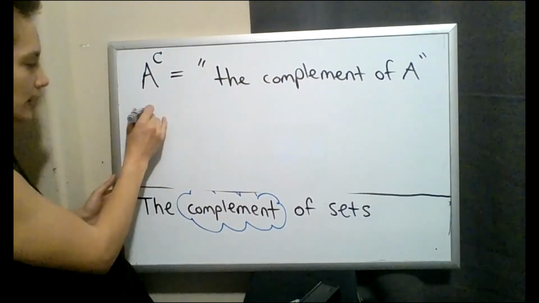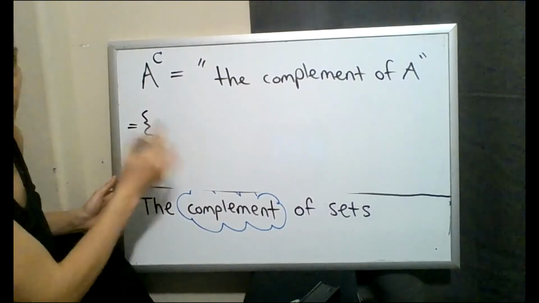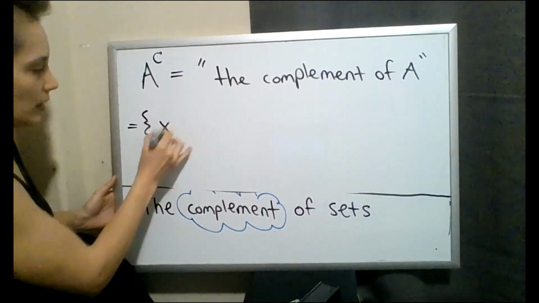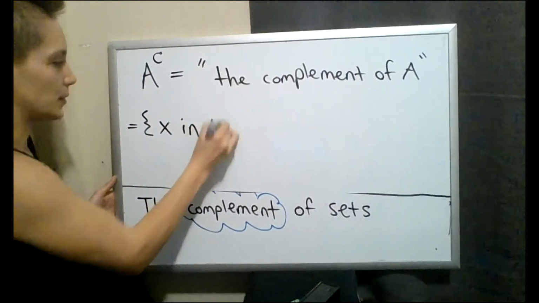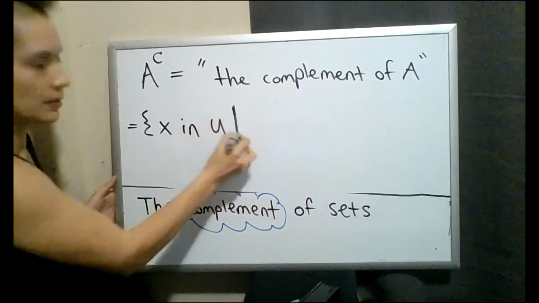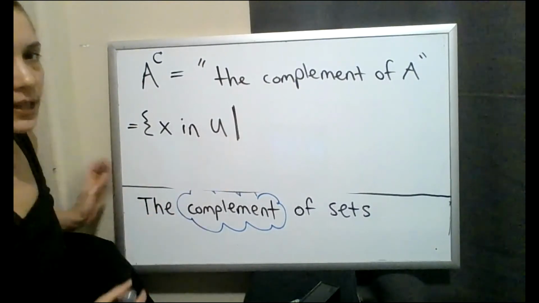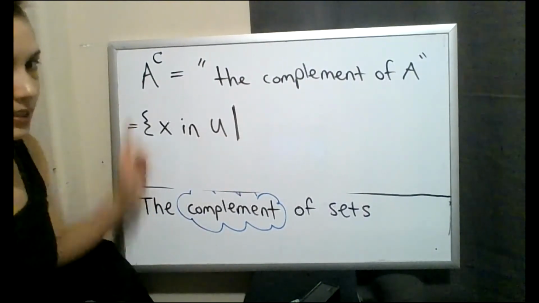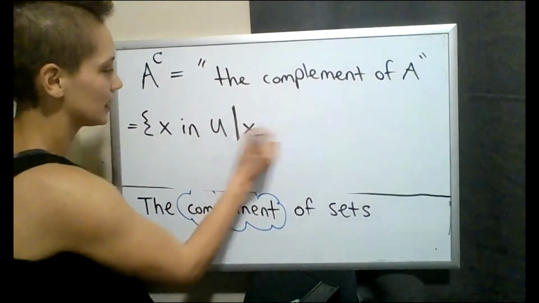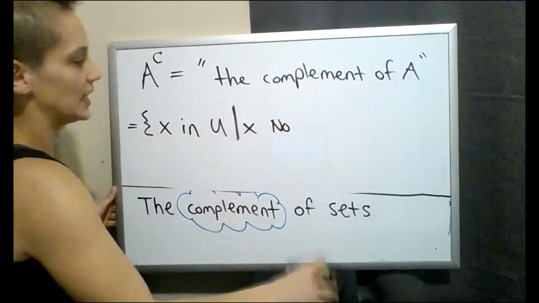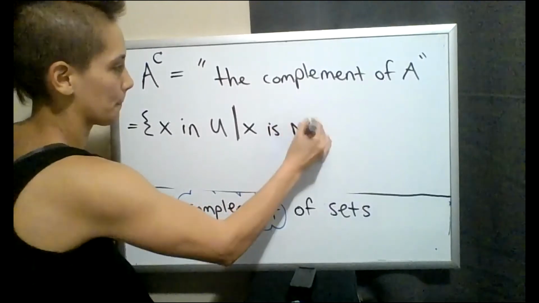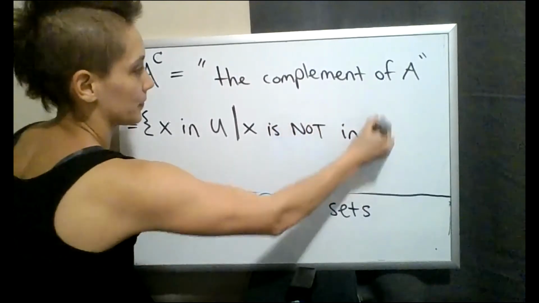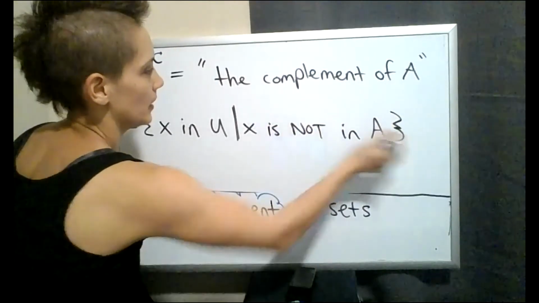So you start your set with the curly bracket. You're finding elements, call them X, in the universe, U, such that X is not in A. And then you close your set.